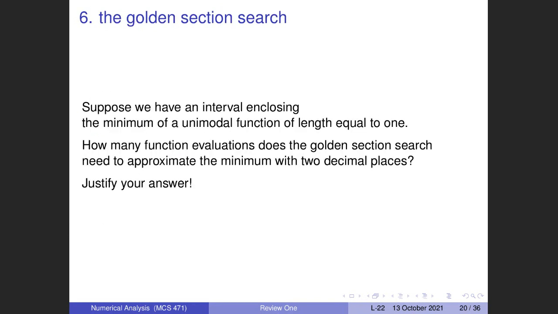All right then. Here is another conceptual question that does not require that much computation. Suppose you have already a good enclosing interval for a function that has one minimum. So this function here is unimodal. Then how many additional function evaluations would you need to improve the accuracy to 2 decimal places?